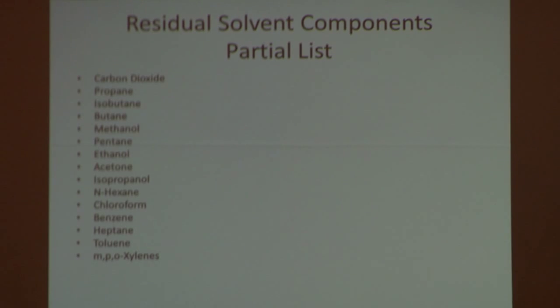analysis that's often done in the cannabis laboratory, and that's the residual solvents. So here is a partial list. We're adding to that list every time I turn around with different solvents that might be used to extract cannabinoids from plant material. Carbon dioxide is the most preferred, but butane is probably the most common.